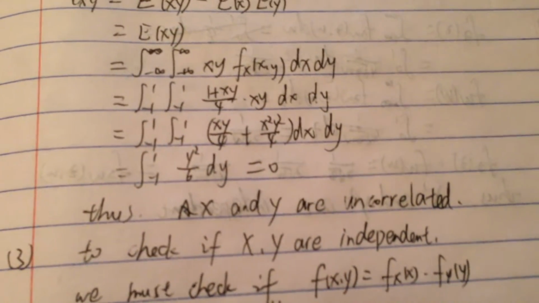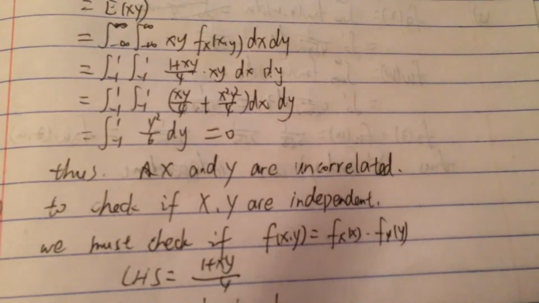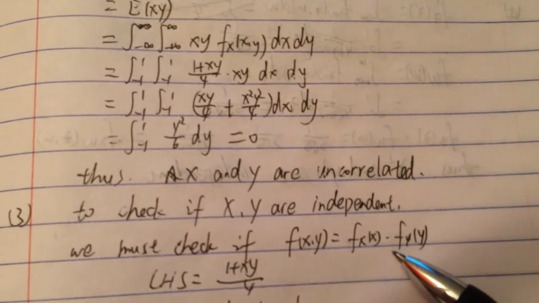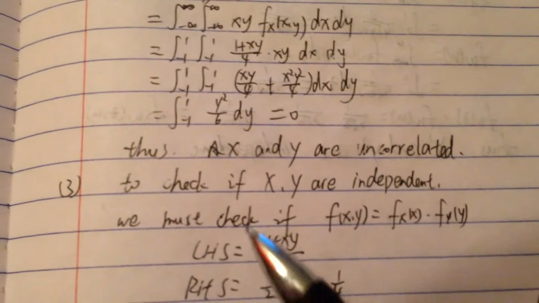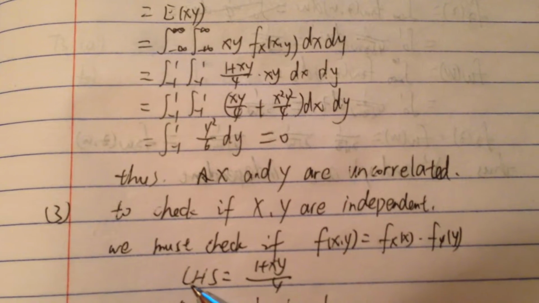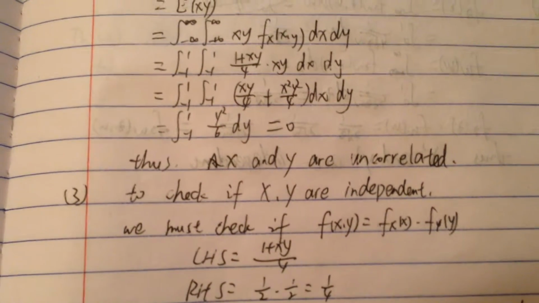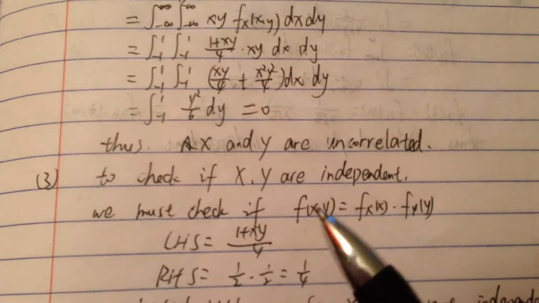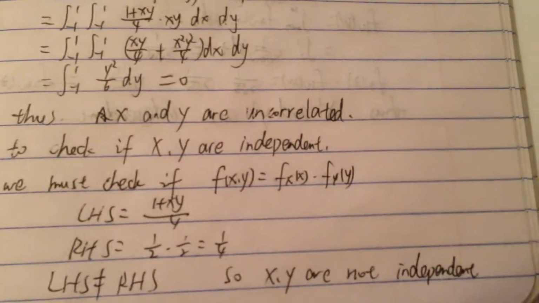And the third part is to check if X and Y are independent. To check this, we must check if the joint density function of X and Y equals the product of f sub X of x times f sub Y of y. We can easily see that the left hand side equals (1 plus xy) over 4, and the right hand side equals 1/2 times 1/2, which is a quarter. So obviously they are not equal. So X and Y are not independent.